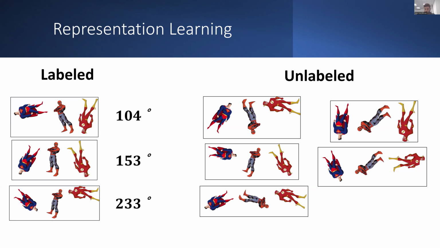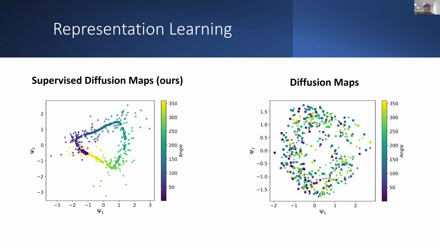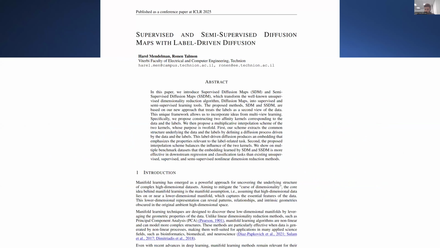In my research, I show that if we have some labels, we can extract the common geometry between data and labels and learn a representation that is much more task-effective. As you can see on the left, the representation learned using our method is much more effective. This work was published at ICLR 2025, one of the top conferences in AI.